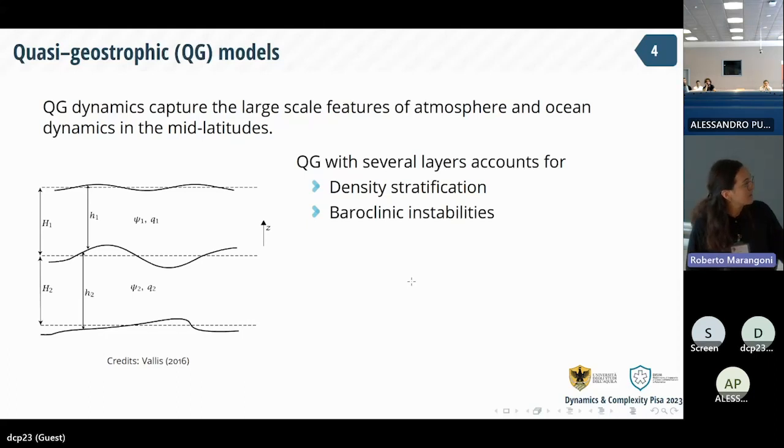Here there is a very schematic picture of two layers, and the quantities that we want to model are written over there: psi1 and q1, and psi2 and q2. I'm going to tell you in a second what this q is, but psi is the stream function of the fluid. Velocity is the orthogonal gradient of the stream function.